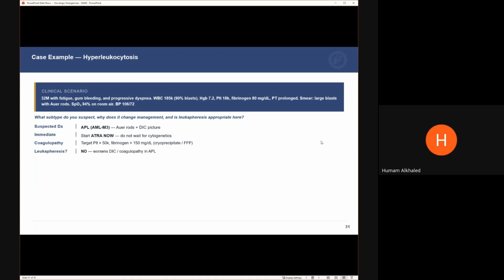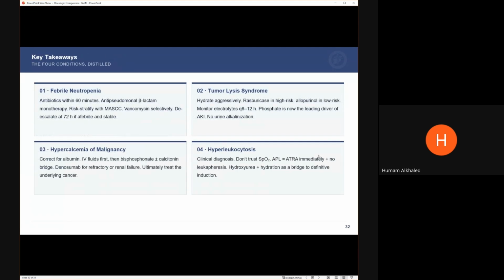Apheresis is not recommended at all, especially in APL patients or patients with DIC. It actually worsens it. The SpO2 may be falsely normal, but it's not. It depends on the patient's symptoms. Cytoreduction we talked about. We want to start definitive treatment with ATRA plus arsenic, and sometimes we supplement that with Hydrea and cytarabine if needed.